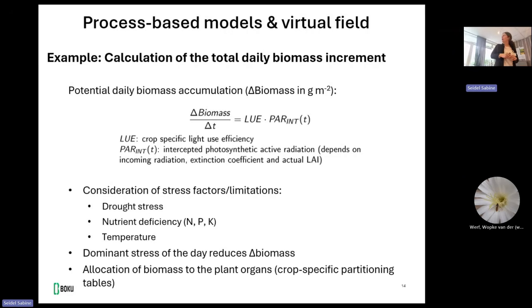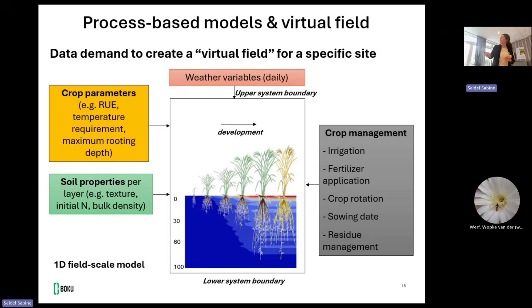And maybe this is the same story, but from a different angle. You have here the model with the upper boundary, which is the weather, and the lower boundary, which is the soil. And then what you always need is the weather data. You need the crop management, like irrigation amount and dates, fertilization, crop rotation, sowing date, and so on. You need the information from the soil. And then you need information on the crop parameters.